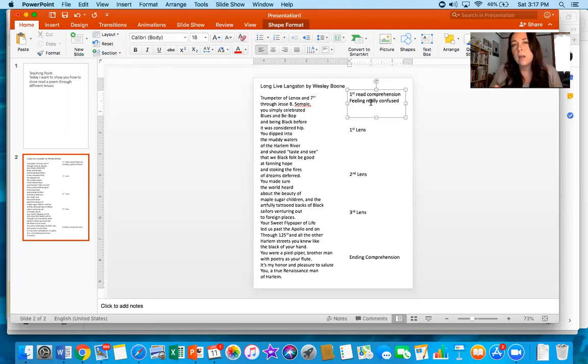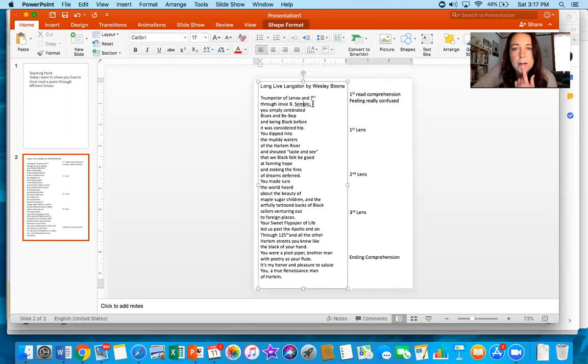So close reading, the purpose isn't just to have all of you kids read this a whole bunch of times. The purpose is to uncover meaning, and we do that by reading a few times. So the first thing, actually even before I get to my first lens, I'm just going to scan through and highlight some things that I'm wondering about.